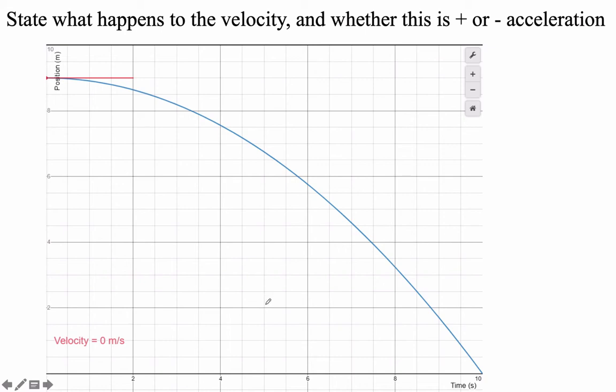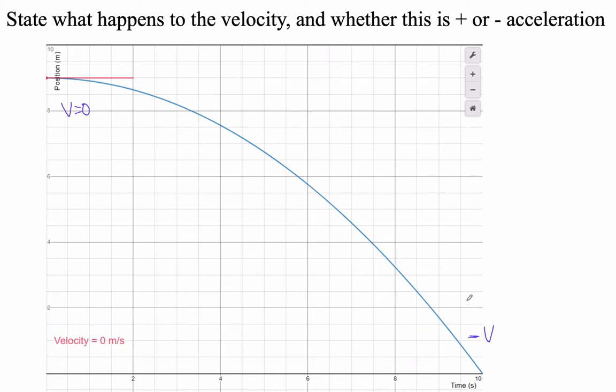All right, let's take a look at this guy. What happens to the velocity? Is this positive or negative acceleration? Okay, so I think right here we got a slope of 0. So I'm going to say the velocity is 0 to start with, and it gets to be negative, right? We have negative, this is getting more and more negative until finally we have some fairly large negative velocity, right?